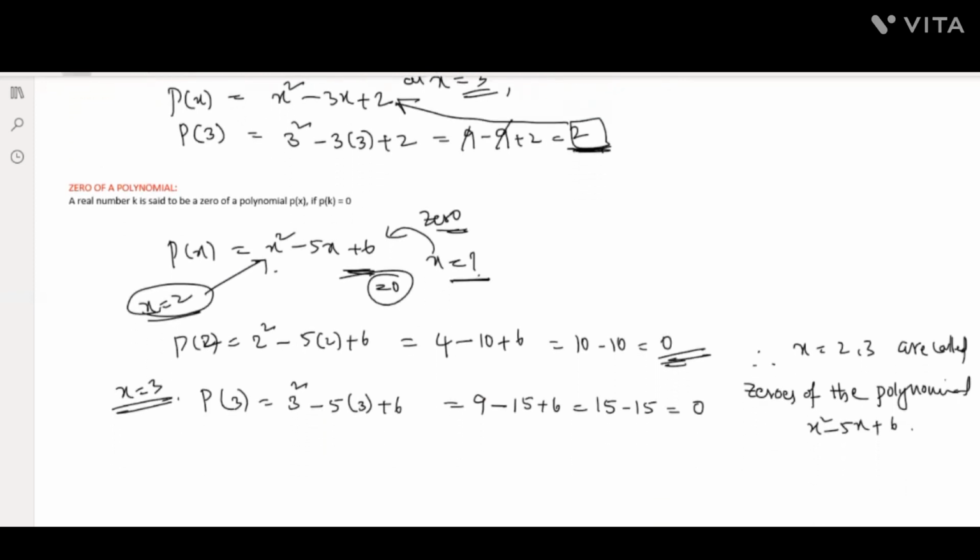Let me see a few more examples. How can we find the zero of a polynomial? Let's check here.